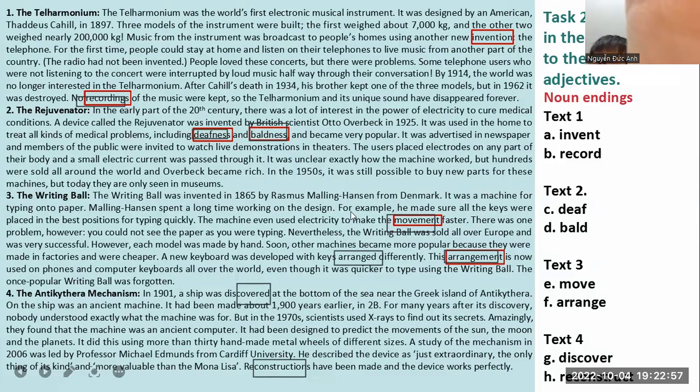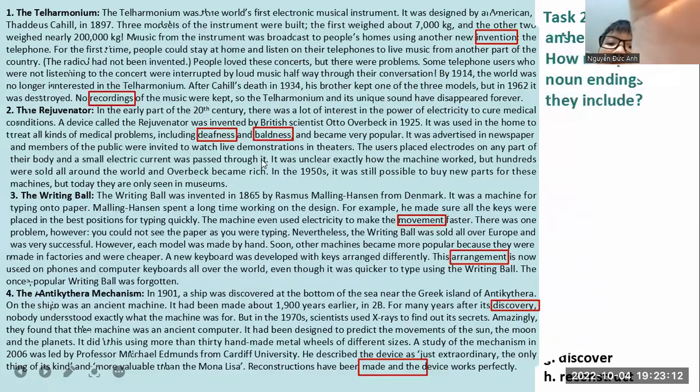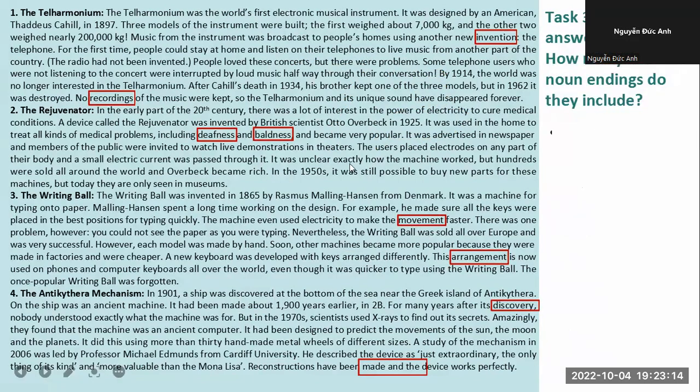We have here discovery and reconstruction. Yes. For this one, you got 7 out of 8. Now, I want you to look at your answers in task 2. How many different noun endings do they include that have ion?